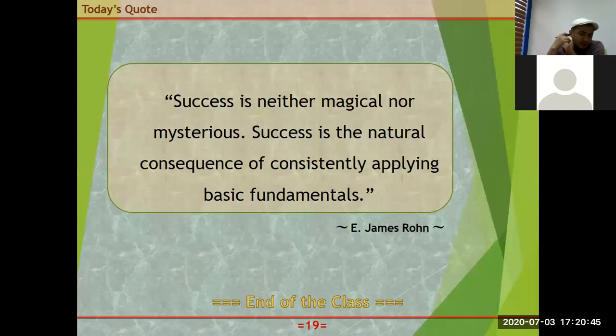That's the last slide. Success is neither magical nor mysterious. Success is a natural consequence of consistently applying basic fundamentals.